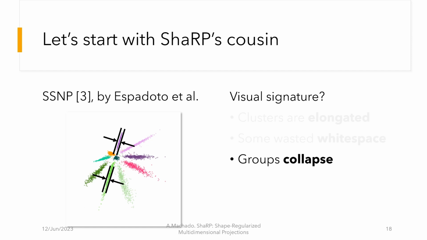And last but not least, some groups actually collapse into these line-like structures where, if you want to, for example, interact with it, like using a hover tool to see what kind of data point gets projected there, because everything is so collapsed, it's going to be very difficult to interact with. So overall, the visual signature of SSNP fails to achieve high quality. And it's very recognizable. These starburst patterns reappear whenever you use SSNP.